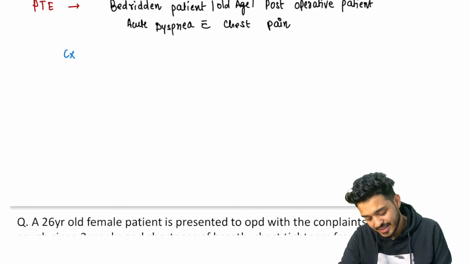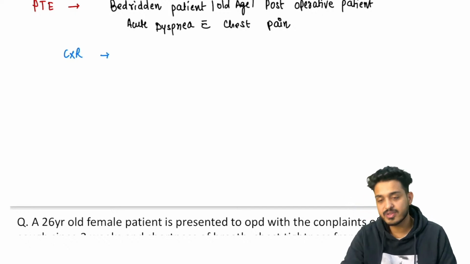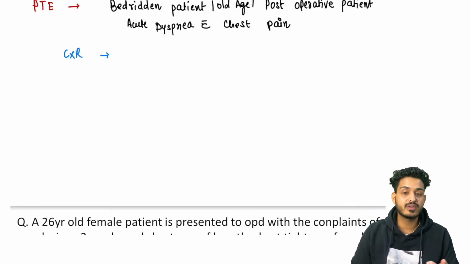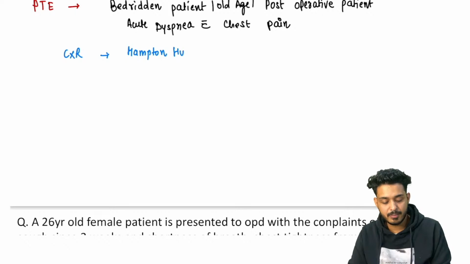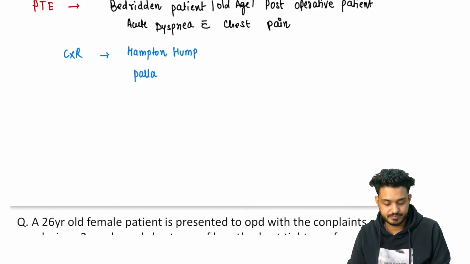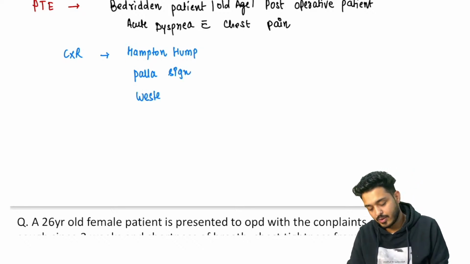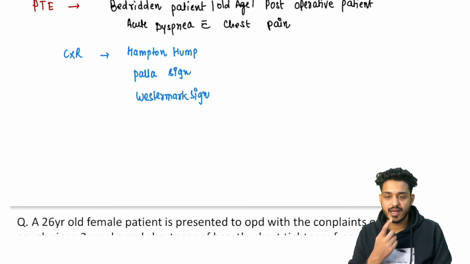On chest X-ray, what are the different signs you will be finding? Multiple signs. What are they? You can find Hampton's hump, Palla sign, and Westermark sign.